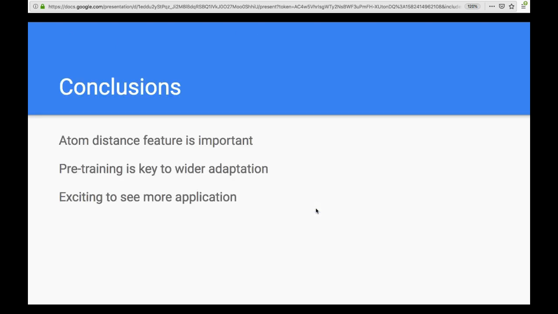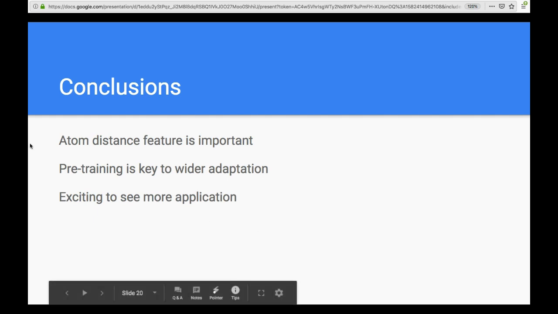So this is how it works. Okay, so here comes the conclusion of this model, this line of work. I think it's pretty cool. And they're saying atom distance is very important, because in the end they did the ablation task and the model actually relies on the atom distances a lot. And if you remove that feature, your model's performance will decrease very significantly.